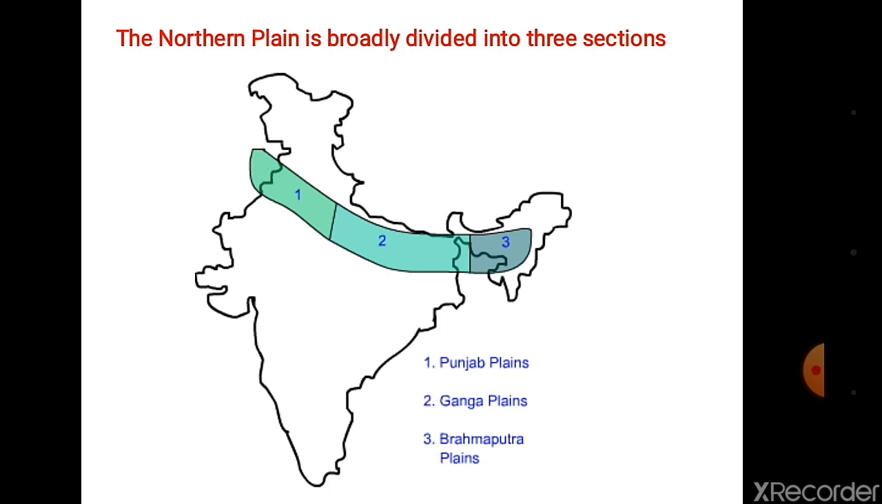The northern plain is broadly divided into three sections. These three sections you are looking at on the map. The western part of the northern plain is referred to as the Punjab plain. Numbers 1, 2, 3 are given. At the west, Punjab; in the middle, Ganga plains; and number 3 at the east is the Brahmaputra plain. Broadly it is divided.